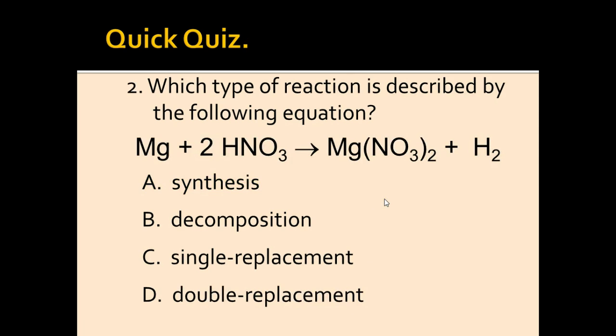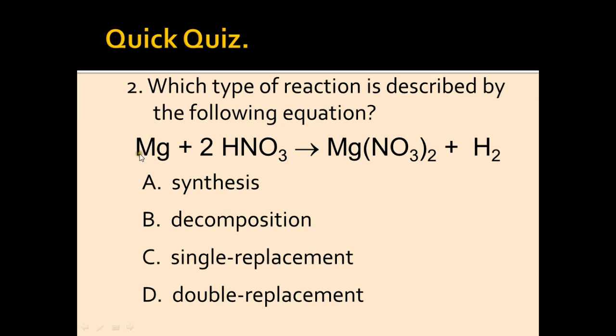Then here we have question 2, which type of reaction is described by the following equation? So we have Mg + 2HNO3 yields Mg(NO3)2 and H2. And so pretty much it's either synthesis, decomposition, single replacement, or double replacement. So we have Mg here, magnesium, and then we have H, and then NO3s together. So just imagine that there's parentheses here.